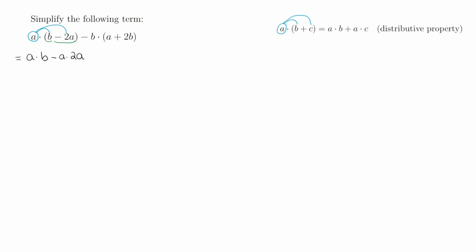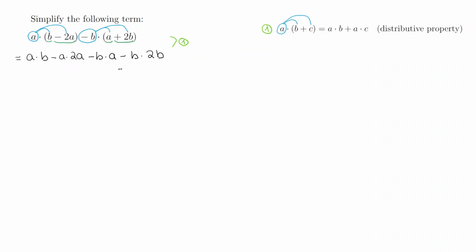For the second part, we have the same thing. Also be careful with the signs. There isn't only a b, there's a minus b. So we have to take this whole thing and multiply it with every part inside. And the parts here now are a and plus 2b. Okay, so if we do that, what do we get? We get minus b times a minus b times 2b. Okay, so to make it clear, from here to here we used the distributive property. What can we do next?